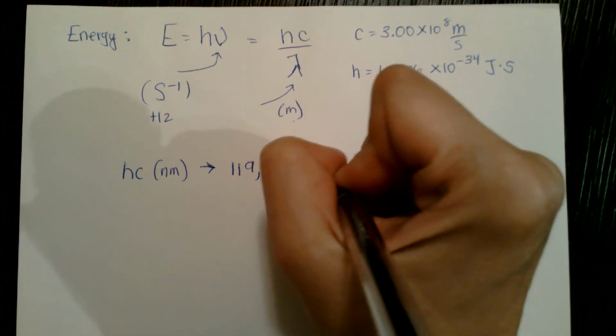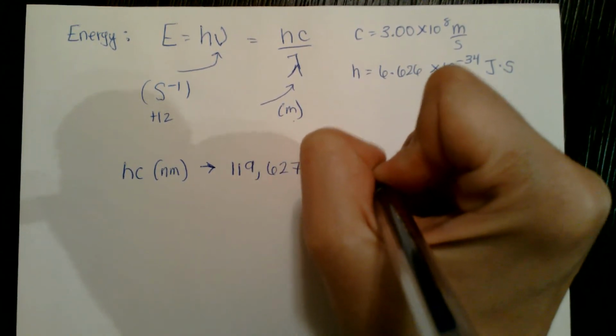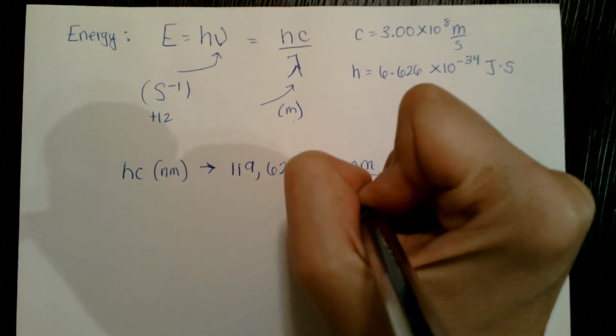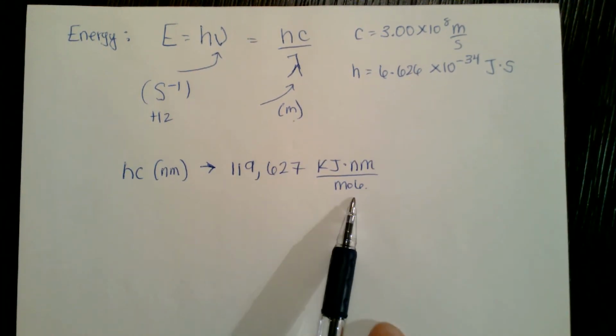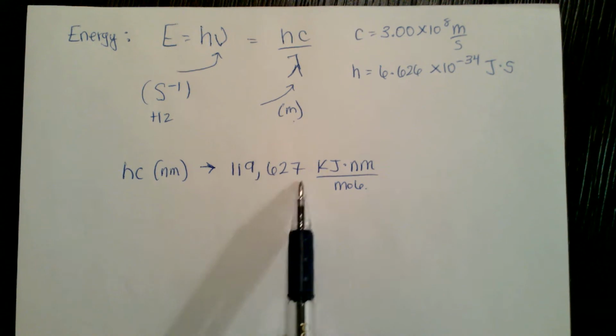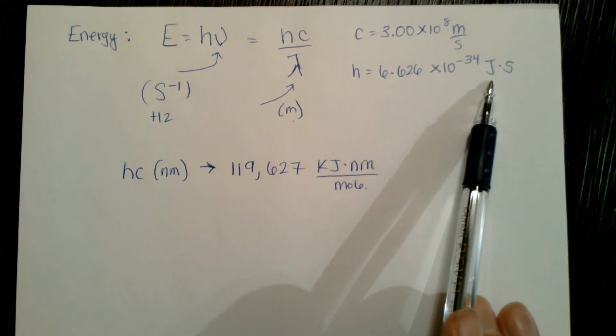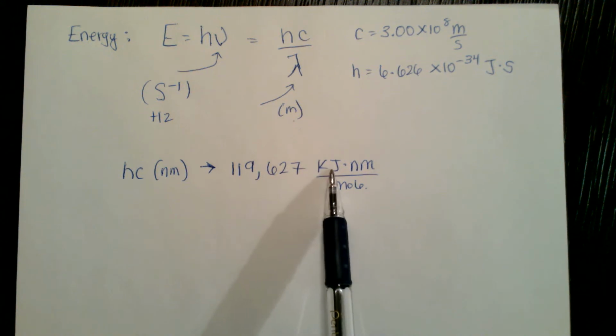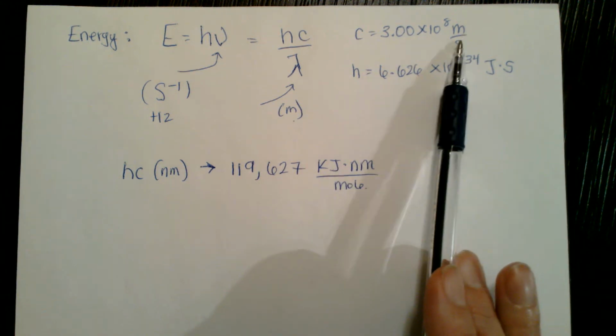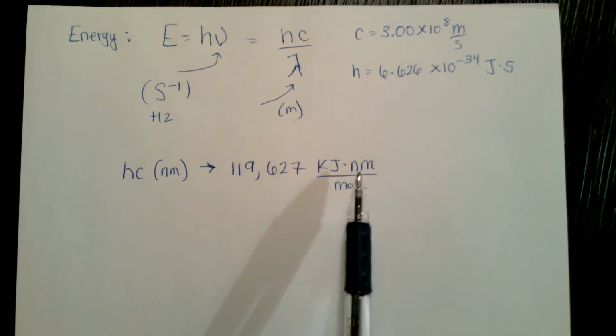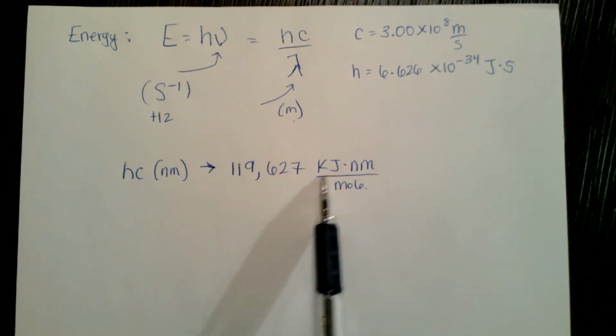We get hc in nanometers as 119,627 kilojoule nanometers per mole. We did a couple of things here. Generally energy for a process, especially a reaction, is in kilojoules, so joules going to kilojoules, and instead of meters, meters going to nanometers.